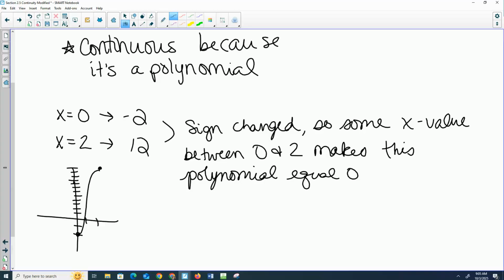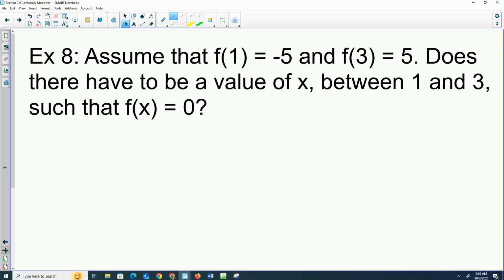Last one. Okay, assume f of 1 equals -5. So when x is 1, y is -5. F of 3 is equal to +5. Does there have to be an x between 1 and 3 that makes my function equal 0? You're shaking your head no. Why not? Because it's not continuous. Yes. Did I tell you it was continuous? No.